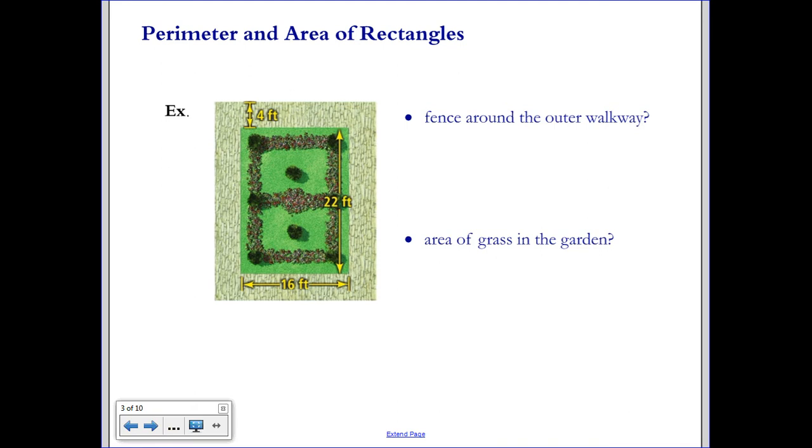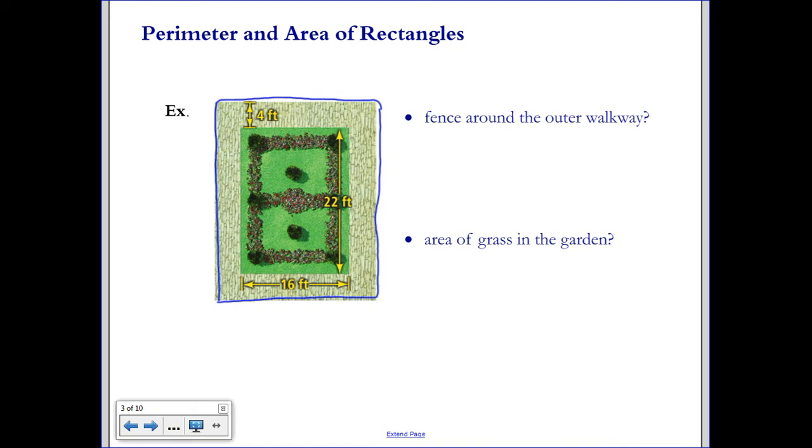So let's say we want to put a fence all around the exterior of this walkway. It's a perfect example of a perimeter question. Perimeter means the length all the way around an object. So if we wanted to build a fence, we're talking about a length of fence that we would need to go all the way around this rectangle.